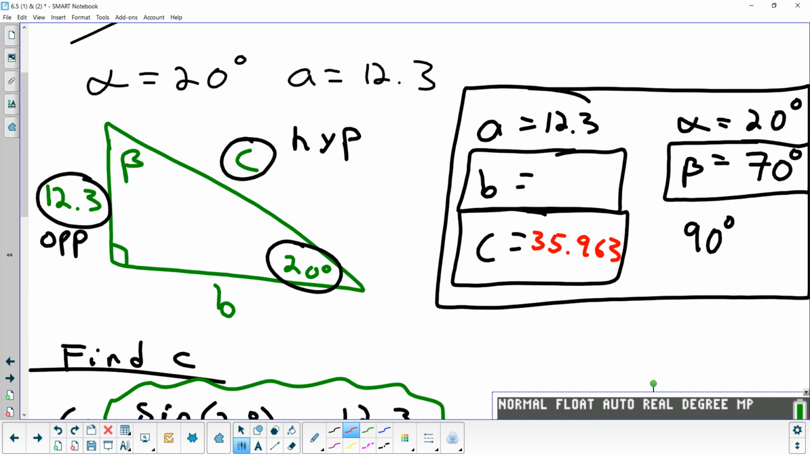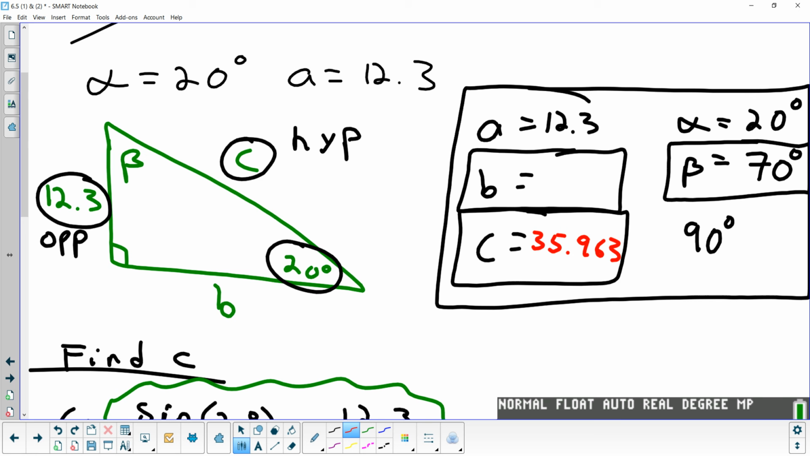Now that's a pretty big side, but if you remember, A was 12.3, and it's across from a 20-degree angle. So this side's going to be a lot bigger because it's across from a 90. One thing you can't do, though, is say, oh, wait a minute, if I multiply 20 by 4.5, I get 90, so can I just multiply 12.3 times 4.5? No, it doesn't work that way. Yes, this is bigger than this, so this will be bigger than this, but it's not the same amount bigger.